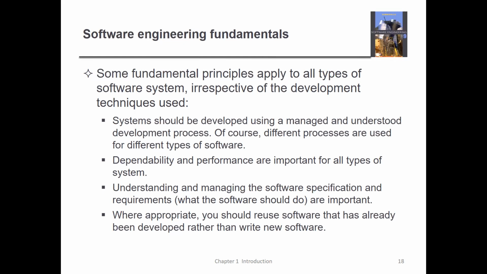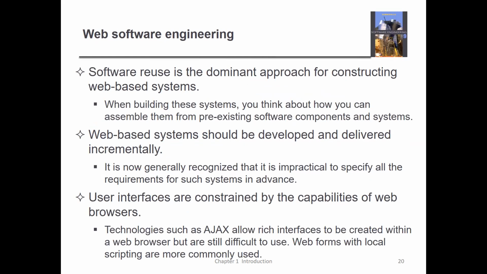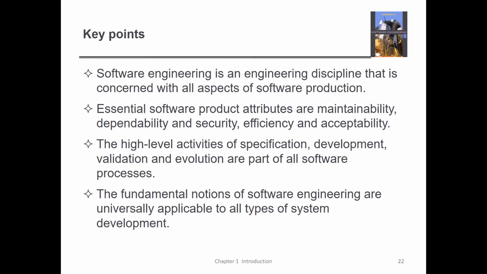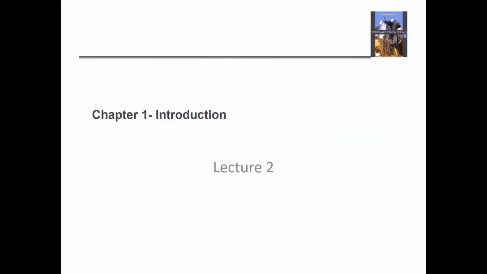Then we moved to the software engineering fundamentals. Some fundamental principles apply to all types of software systems, and we had a few fundamentals which we follow. Then software engineering and the web: we will be discussing this again in chapter 19. We discussed web software engineering as well, and there were a few considerations we should take into account. At last, for the first lecture, we summarized all the key points. That was for chapter 1.